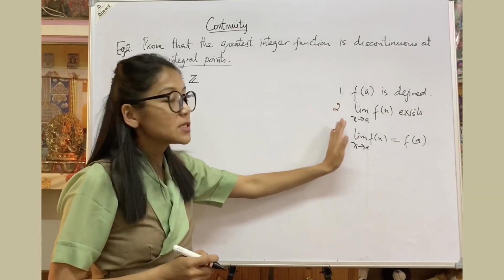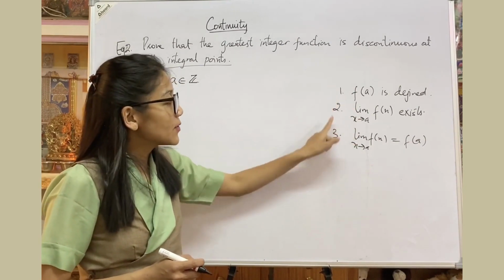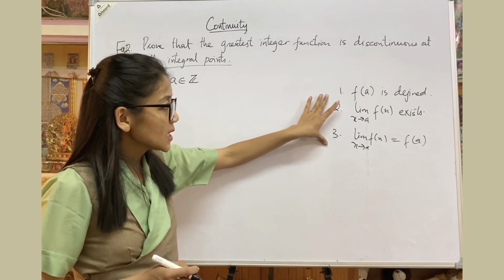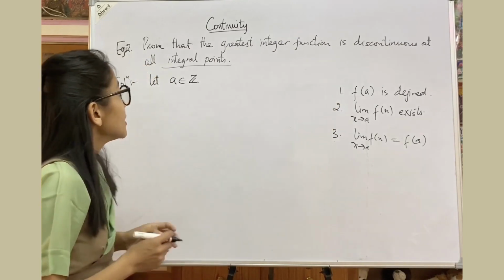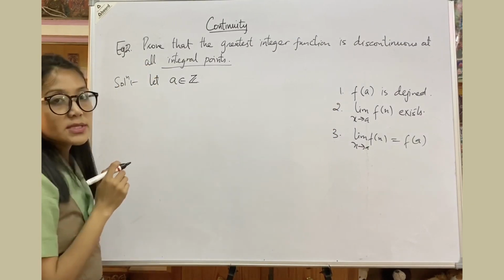We will check for these three conditions. If this function is satisfying these three conditions, then the function is continuous. Okay, so now we are going to do that. Let a belong to the integers.